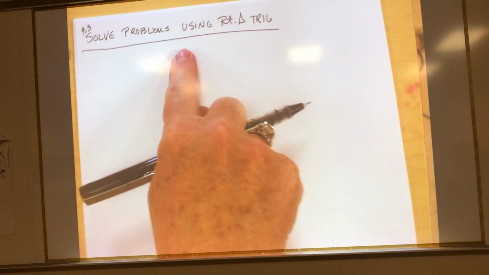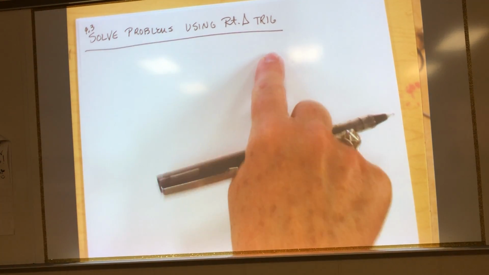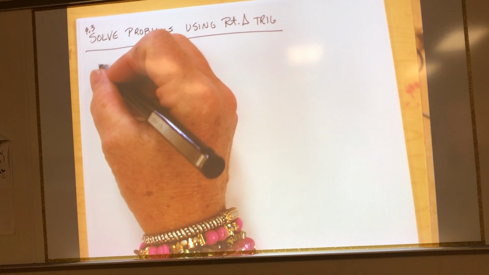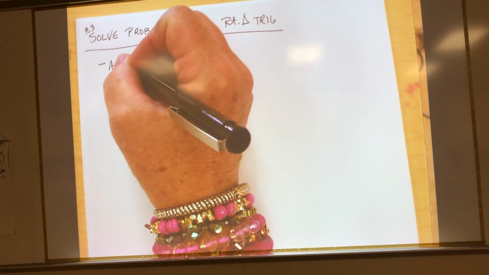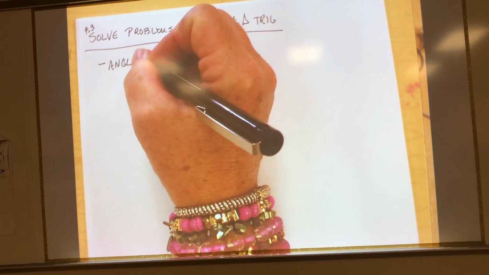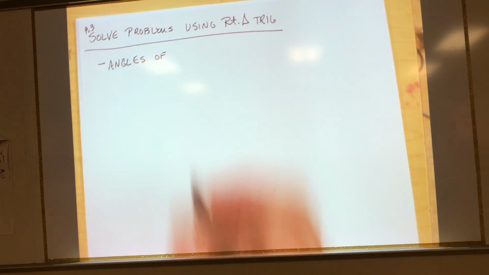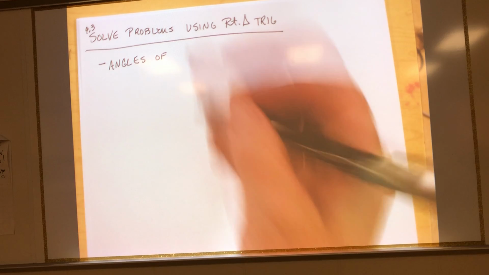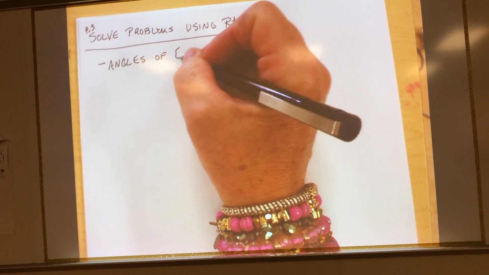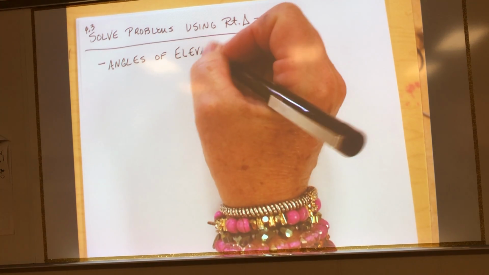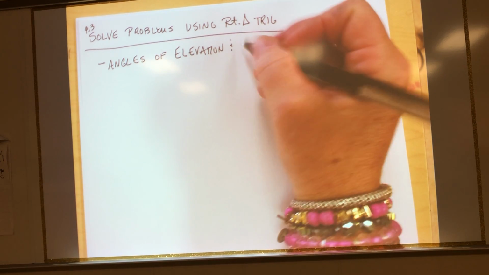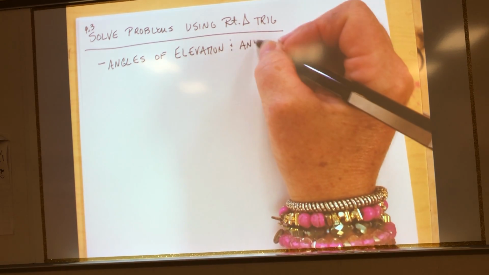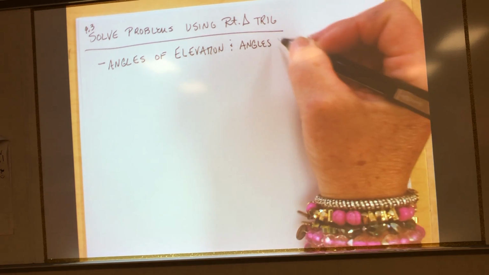So we're gonna solve word problems using right triangle trigonometry. The biggest problem that we run into is when they use these words: angle of elevation and angle of depression. So angles of elevation and angles of depression.